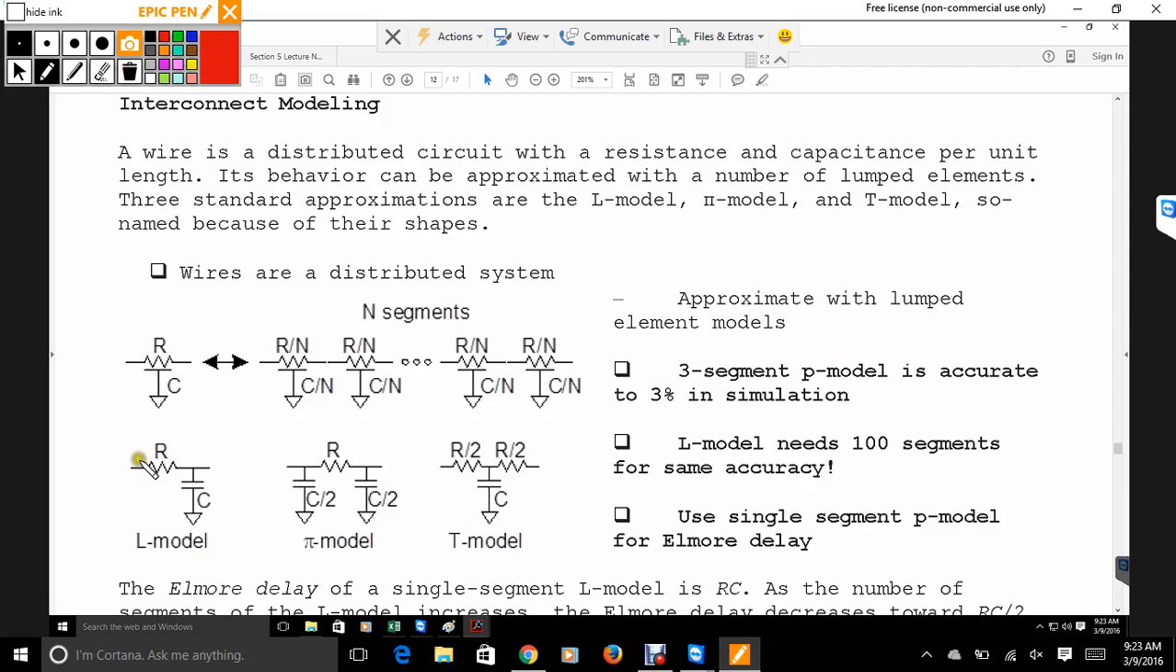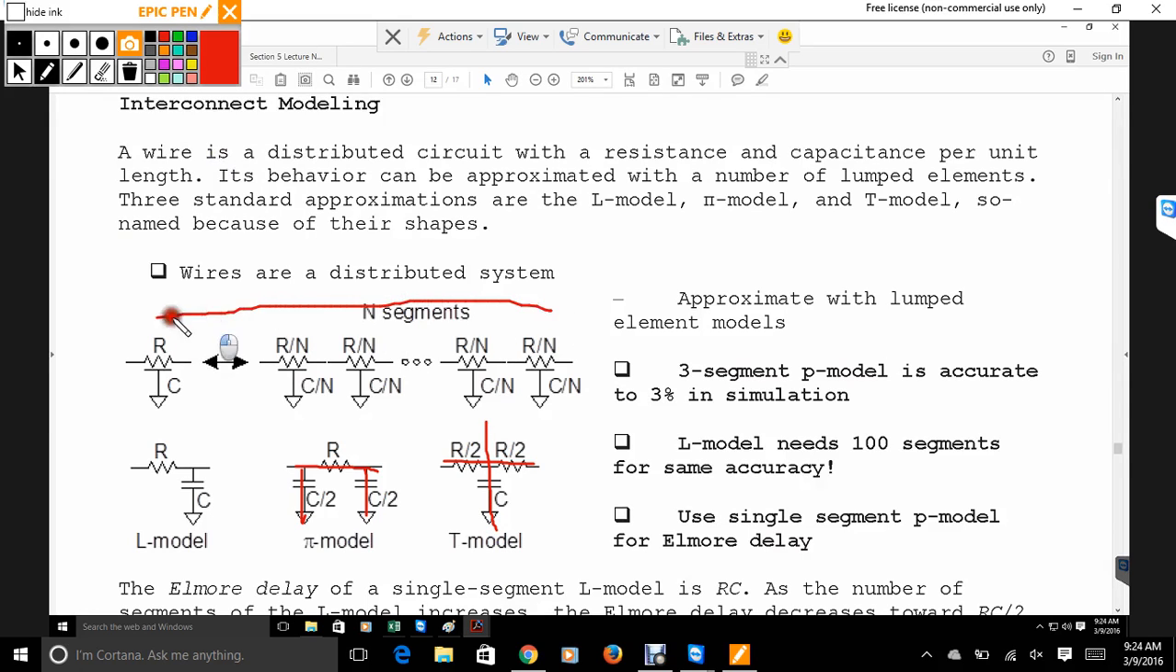And the T model looks like T. The L model just uses the resistance and the capacitance, kind of what we've seen before, right? The pi model cuts the capacitance in half and uses that resistor. And then the T model cuts the resistance in half and uses the full capacitance.